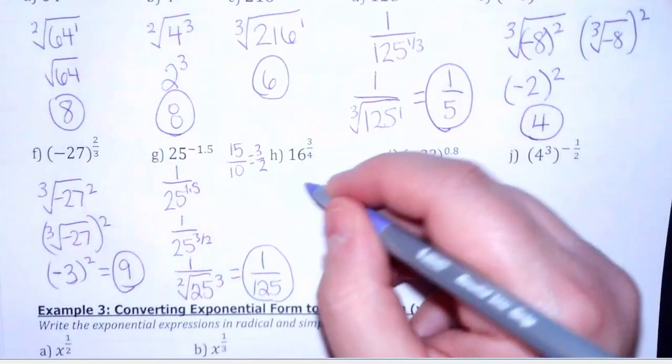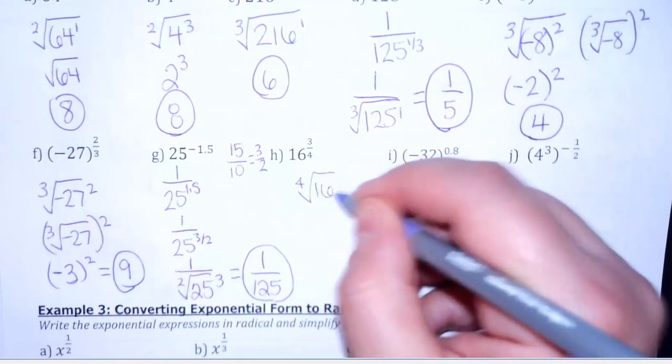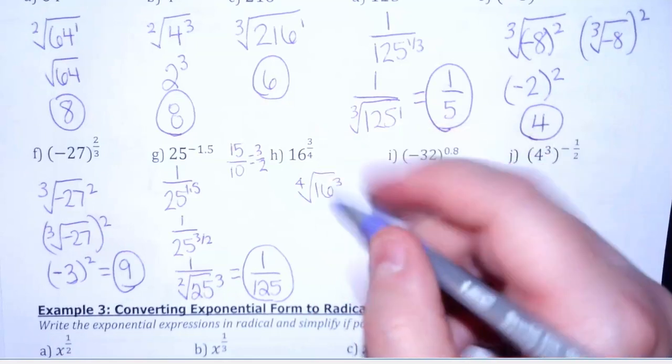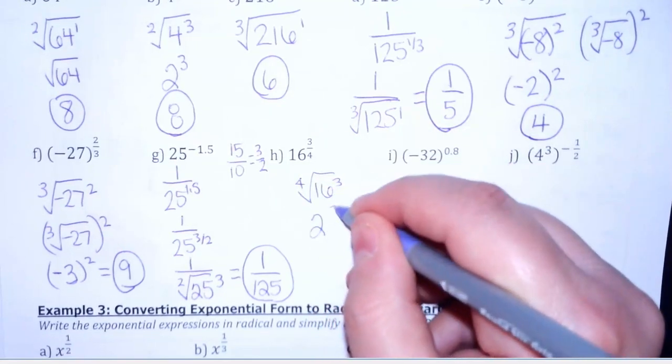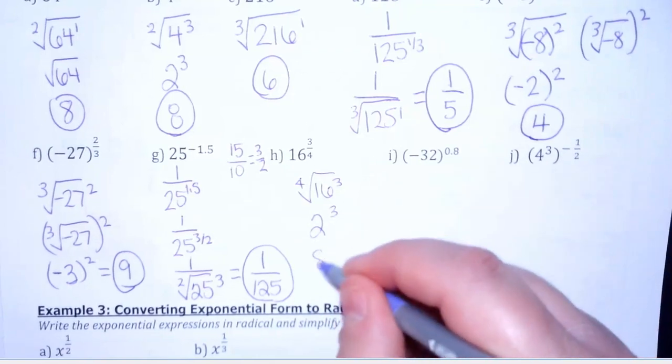Next one, bottom out, fourth root of 16 to the third. Again, I would do the root first. So the fourth root of 16 is 2. And then we're taking that to the third power. So my answer there would be 8.